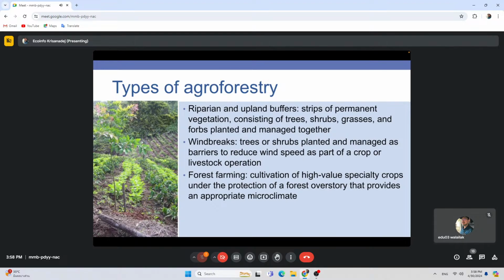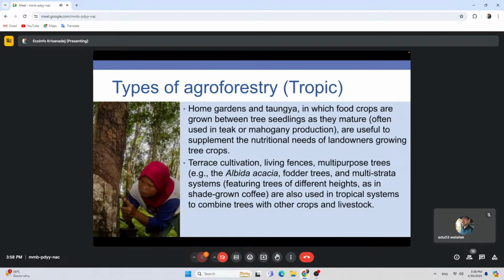produce there. In agroforest, if you grow big trees along the edge of a piece of land, you do windbreaks. The trees and shrubs are planted and managed as a barrier to reduce wind speed, as part of a crop or livestock operation. You can do forest farming. Okay. Next slide, please. You can do home gardens. Okay. Next slide, please.